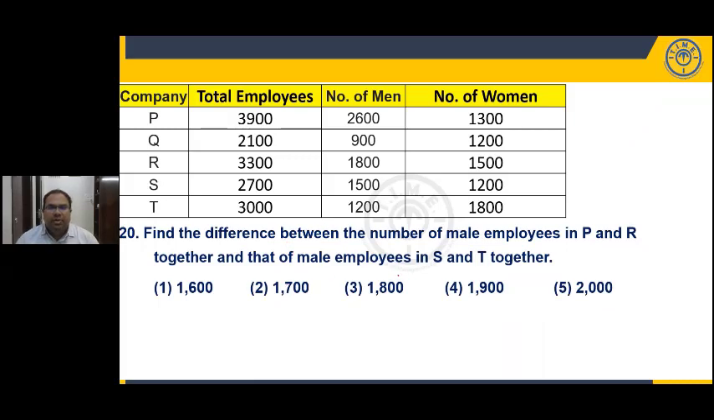Find the difference between male employees in P and R and S and T. P and R males 26 plus 18, 44. 4400, I am taking 44. S and T males 15 plus 12, 27. 44 minus 27 is 17. So 1700. Choice 2. Correct, Marty. Good. Good. It's a simple set.